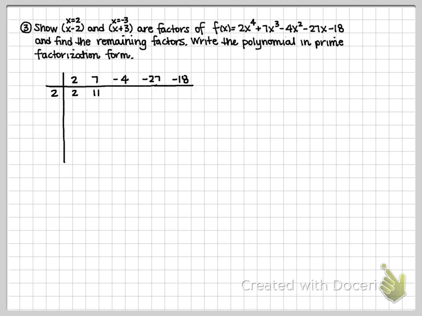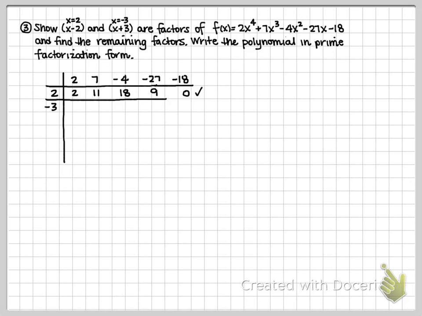Now 2 times 11, which is 22. 22 plus negative 4 is going to give me 18. Now times 2. 2 times 18 is 36. 36 plus negative 27 is going to be positive 9. 2 times 9 is 18. 18 plus the negative 18 that was there, that's 0. This is good. That one works. Now, I'm going to use this again, but I'm going to use the resulting answers, the 2, 11, 18, and 9, and the next one I need to check is the negative 3.